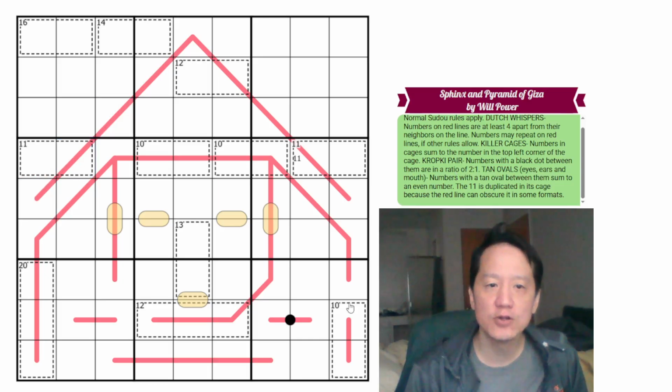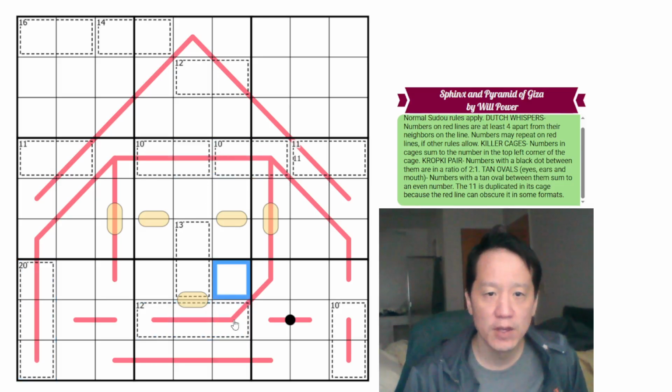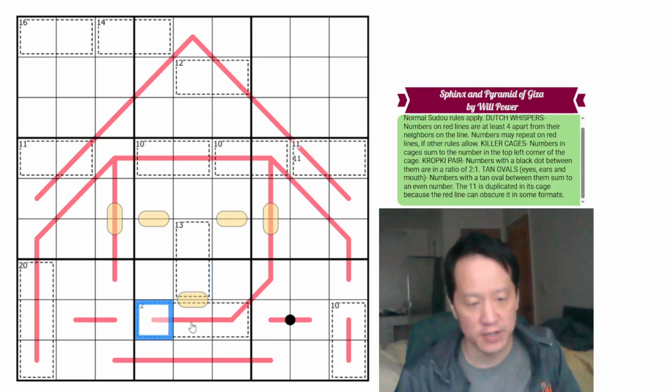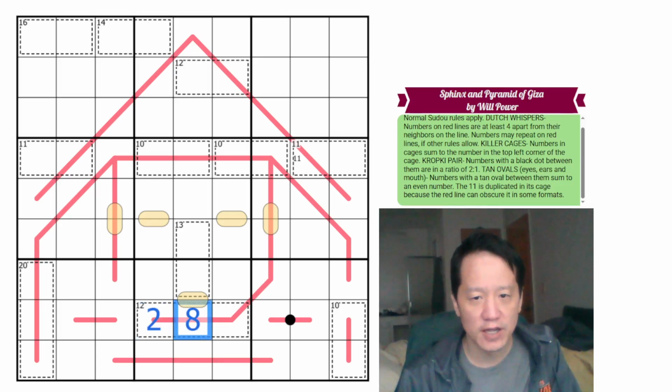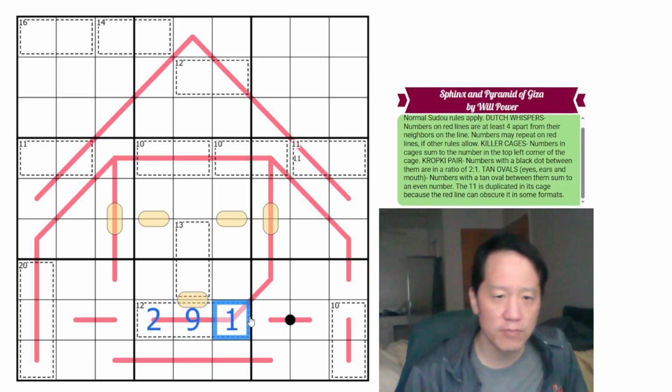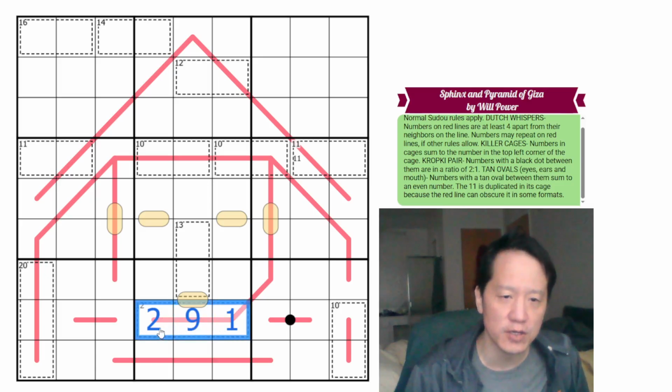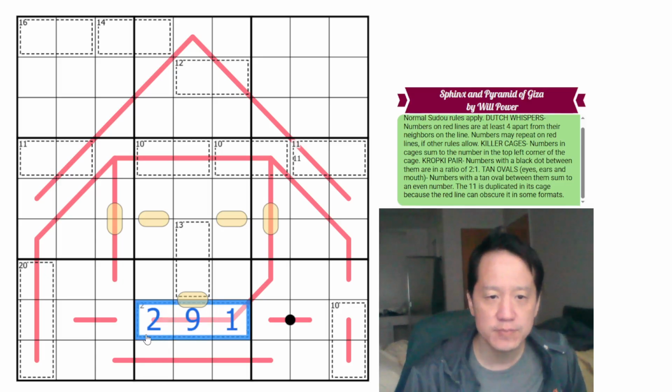Then we have killer cages, where numbers in cages sum to the number in the top left corner of the cage. So these 2 digits would have to add up to 11. These 3 digits would add up to 20. These 3 digits would add up to 12, etc. And as an example, you could have 2, 9, and 1. That works. So these 3 digits specifically add up to 12, and that fulfills the killer cage rule set.